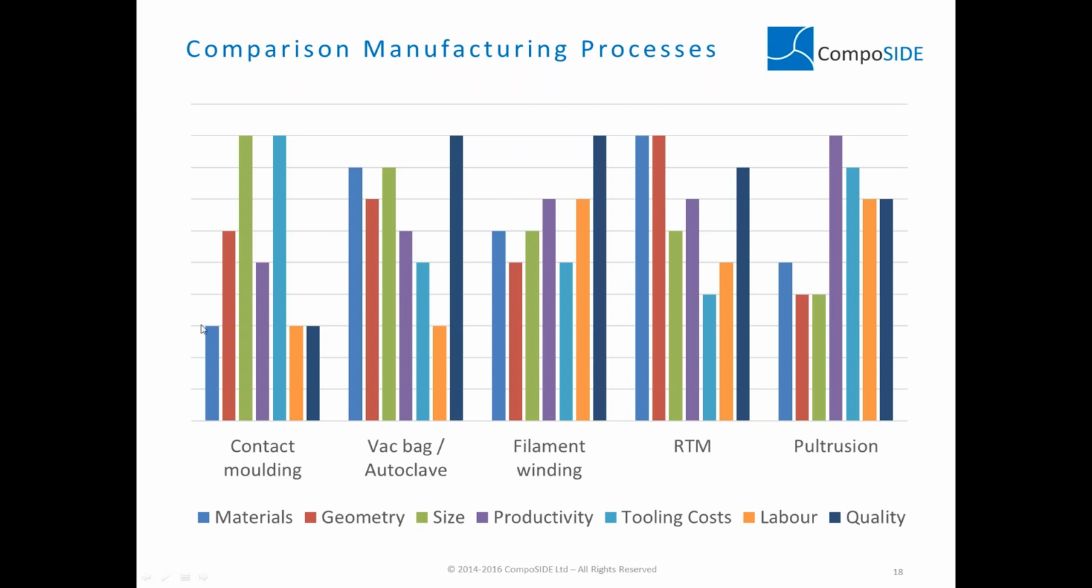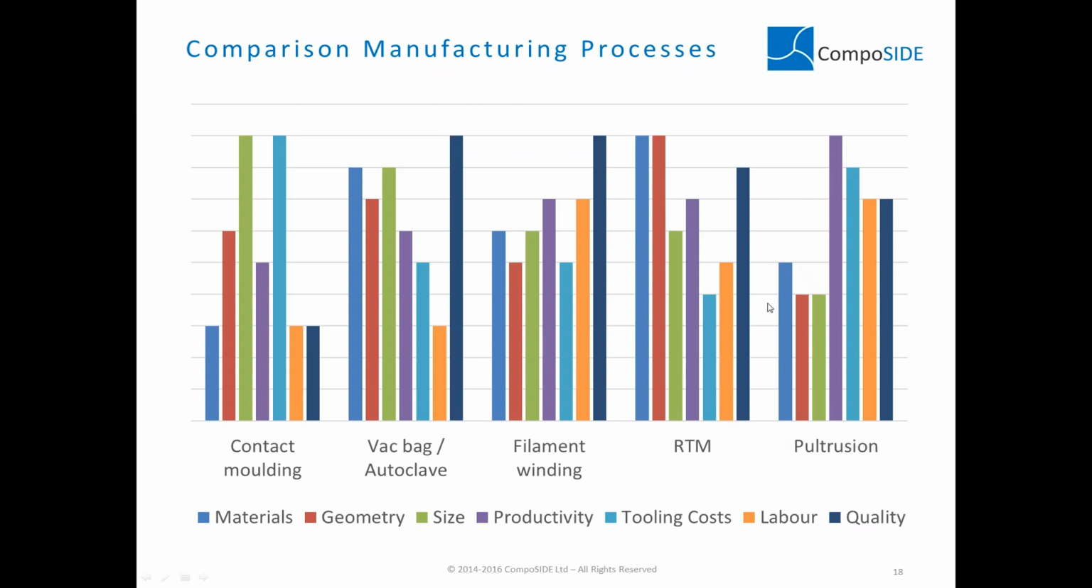What this does, it just ranks from a lower to higher values a number of, let's say, score points. So, for example, the ability to work with different number of materials, the freedom you have in terms of your geometry, as well the freedom you have in terms of the maximum size of that geometry, but also in terms of overall process productivity, tooling costs, labor risk of skills and costs, and quality in terms of consistency of the products that are manufactured.